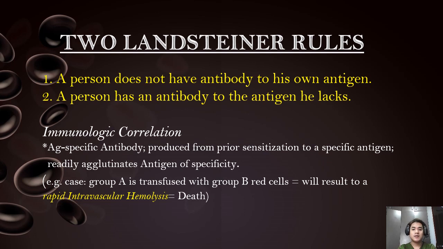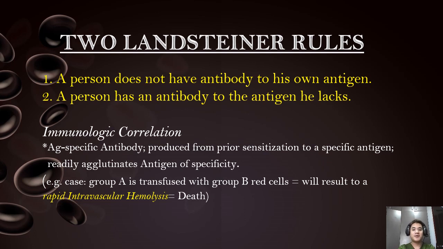And the same concept applies with ABO antigens and antibodies. Remember, for example, a person who is group A contains the A antigen in his red cells and the B antibody in his serum or plasma. Meaning, group A individuals have an antibody that can readily destroy B antigens. That explains why a person does not have an antibody to his own antigen, because that would mean auto-destruction of the person.